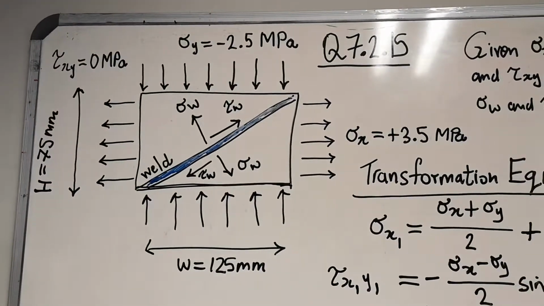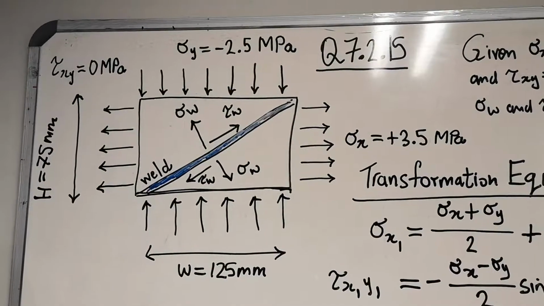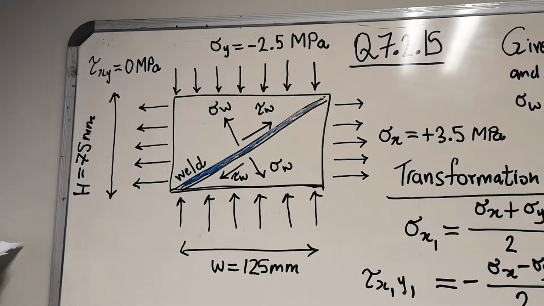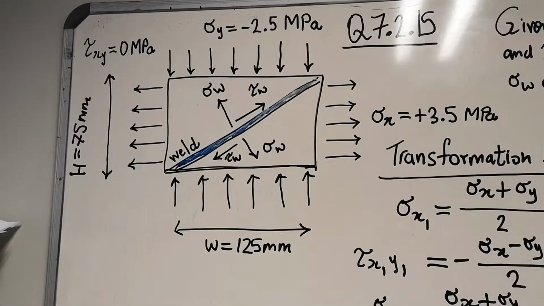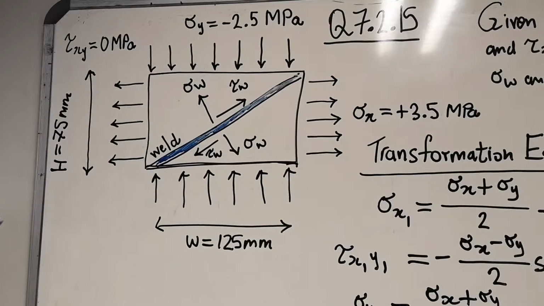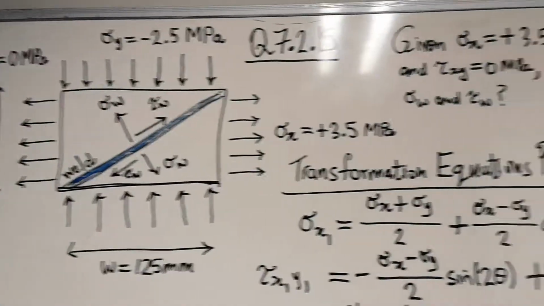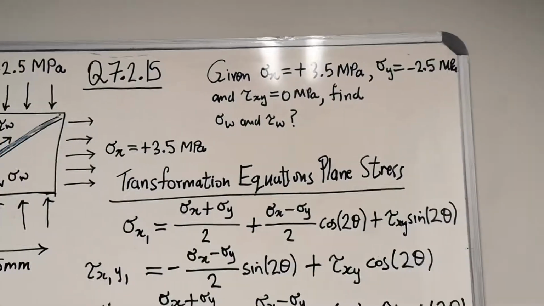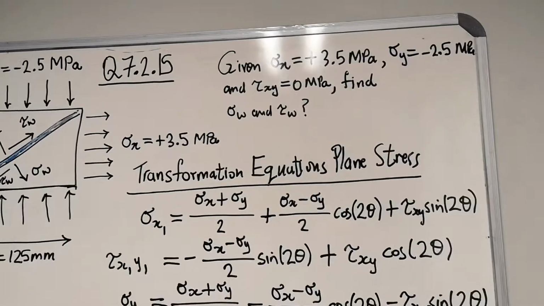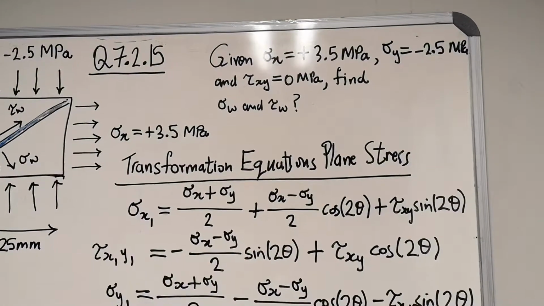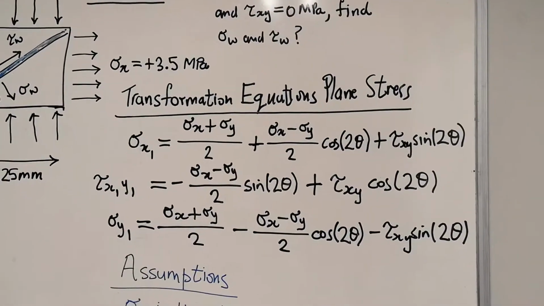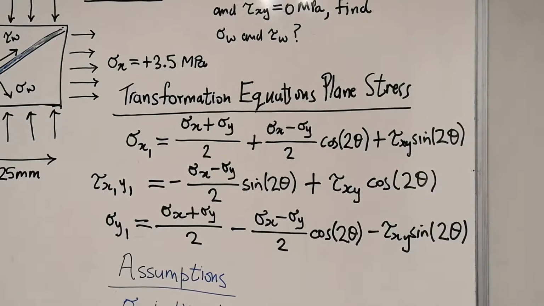There is a stress in the x direction, stress in the y direction, and there's no specified shear stress acting on the plate. There's also some geometrical dimensions, a width and a height, and then the weld is going across the diagonal. The question is basically, given these particular initial conditions in the x and y and shear stress direction, find out the transformed stress. That's essentially an application of the transformation equations for plane stress.